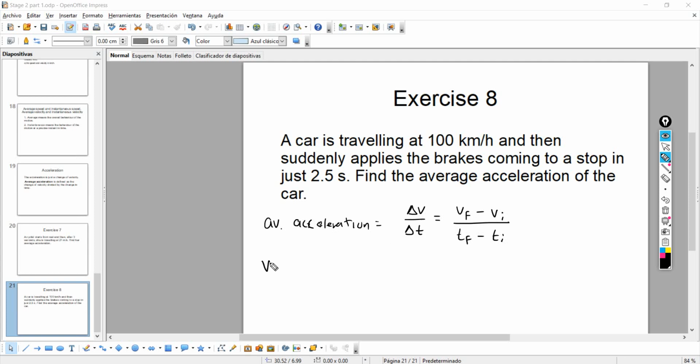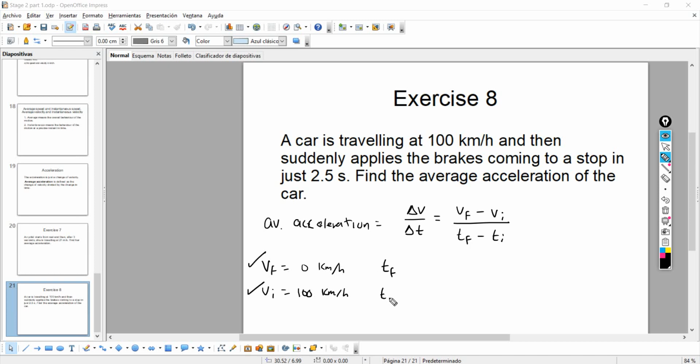So let's find that out. What's going to be the final velocity, guys? Well, the initial velocity is 100 kilometers per hour, right? Because that's what the problem tells you. The problem tells you that a car is traveling at this velocity initially, 100 kilometers per hour. And then it tells you that the car applies the brakes and it's going to come to a stop. So what that means is that the final velocity of the car will be 0, because it's going to come to a stop. So there you have. We have the final velocity and we have the initial velocity.